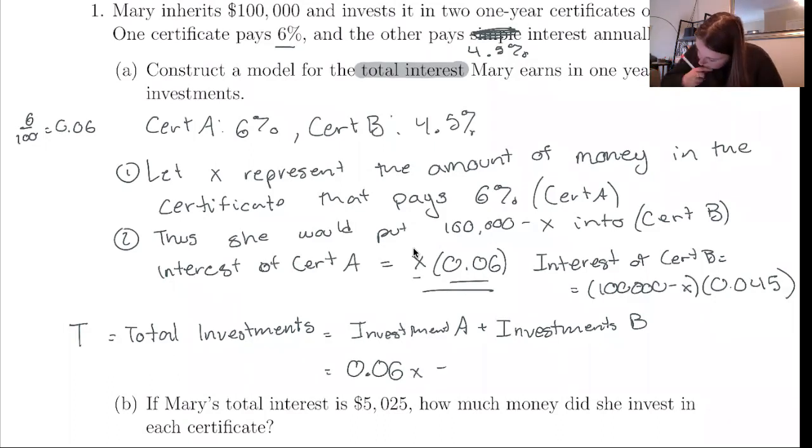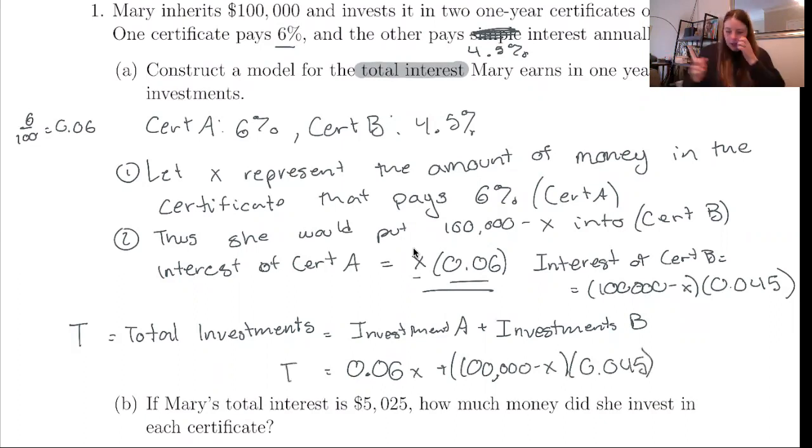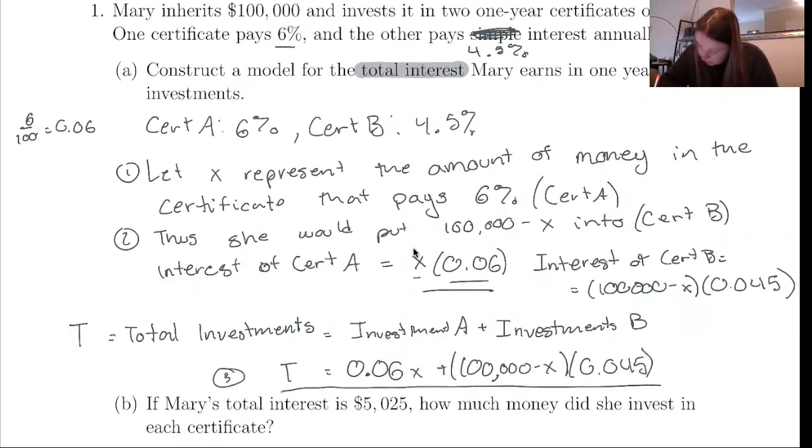Plus our investment from B, which was, oopsies, no, I can write it like that: 100,000 minus X times 0.045. And that's our model right there. So that was step 3. You're like, it doesn't look like a linear model, like y equals mx plus b. Remember, we just need x to be to the first power and then we're fine. And you can distribute that if you want. It doesn't quite matter right now.